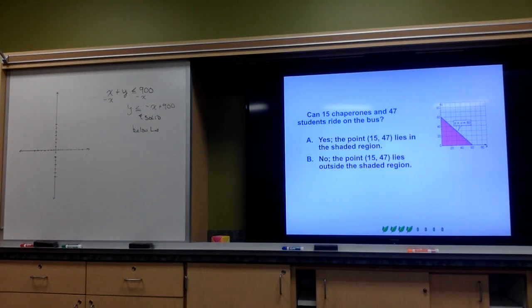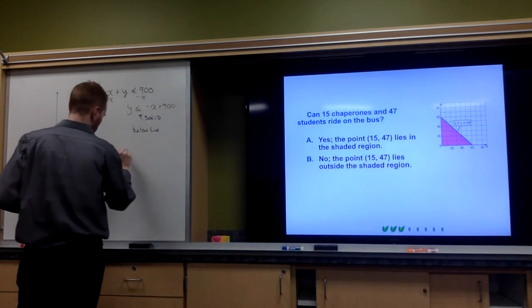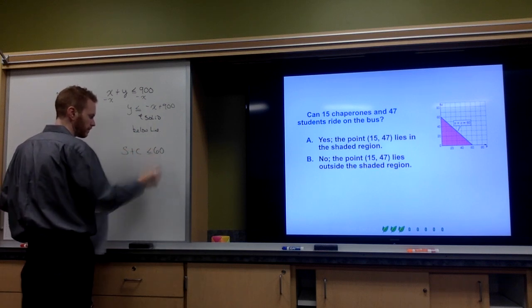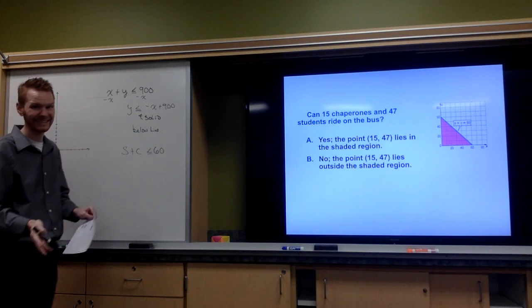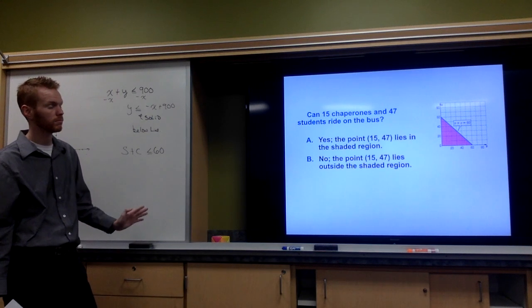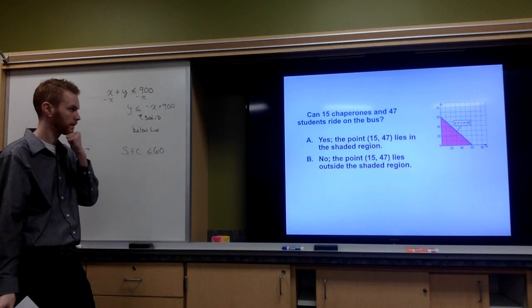Now, graphing this. Okay, once again, let me put this over here. It was students plus chaperones less than or equal to 60. Now, some people ask, Mr. McCullough, how do I know what's on the x and y axis? Technically, it doesn't matter at this point. You can pretty much, from both perspectives, say that this is independent, this is dependent.